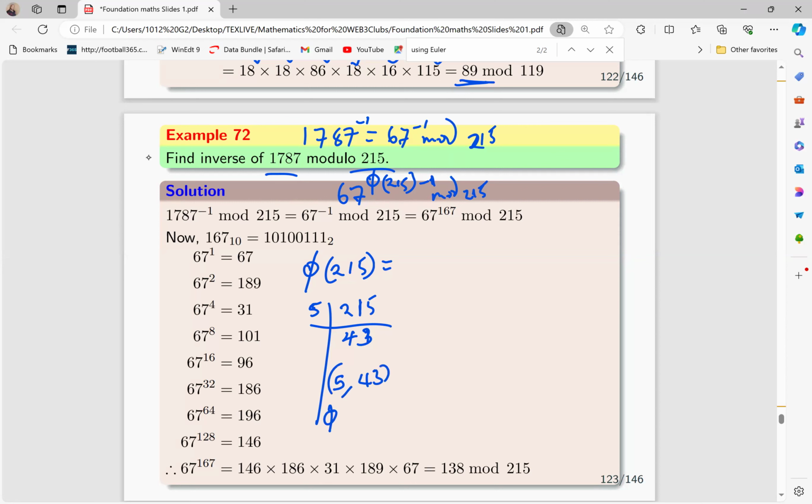So the Euler phi of 215, therefore, is 1 minus a fifth multiplied by 1 minus 1 out of 43, then multiplied by 215. But this first one is just 4 out of 5. And this one is 42 out of 43, then times 215. 5 times 43 is just 215. And this is 168. The numerator is 168. 168 minus 1, you get 167.